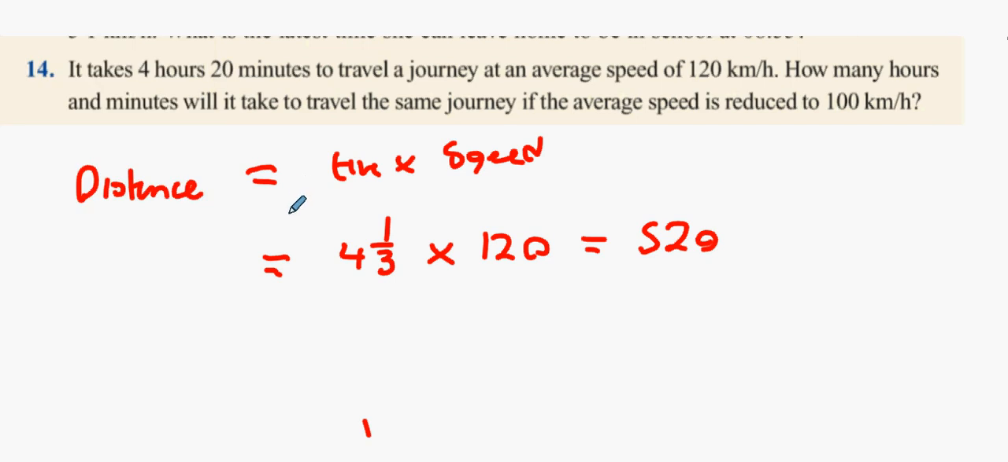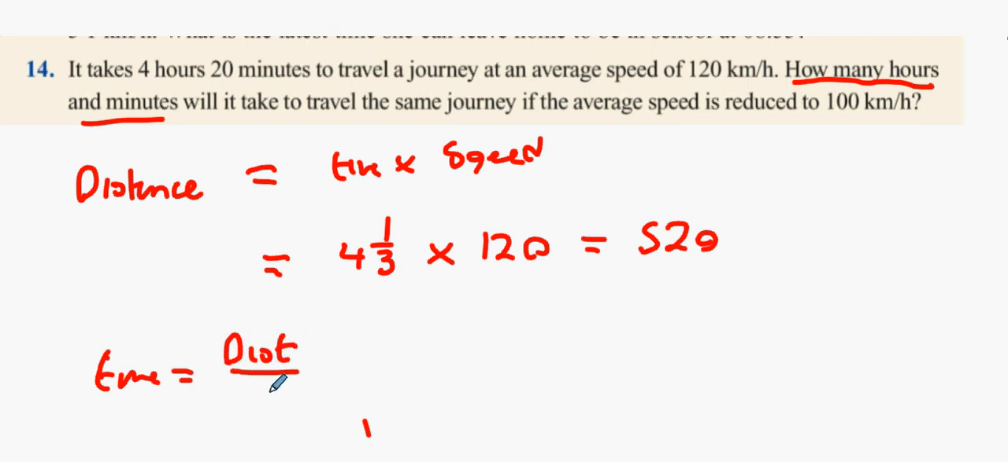Everybody alright with that? Or you can also do 4 and 20 out of 60. That's the same as 4 and a third. Okay. Next thing it's asking is how many hours and minutes? What type of question is that? Time. It's a time question. What is time?